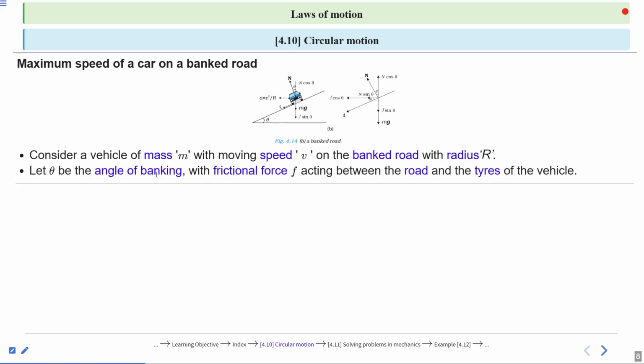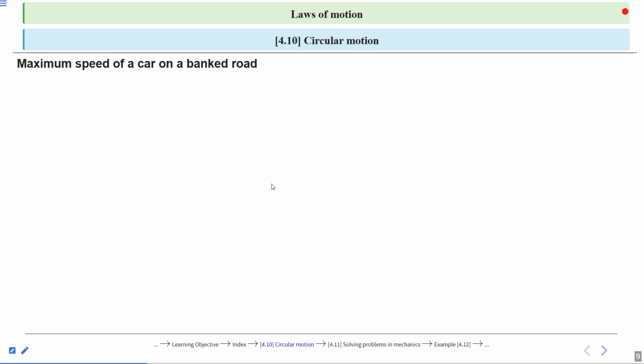Let theta be the angle of banking, or bank angle, with frictional force f. This small f is the frictional force acting between the road and the tires of the vehicle. So this is the illustration. The weight mg acts vertically downward, and the normal reaction N has components N sin theta and N cos theta. So next, maximum speed of a car on a banked road.